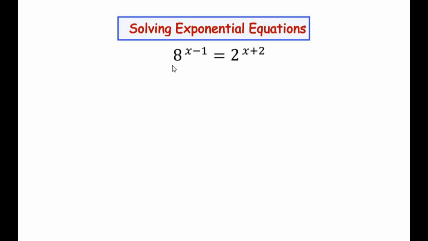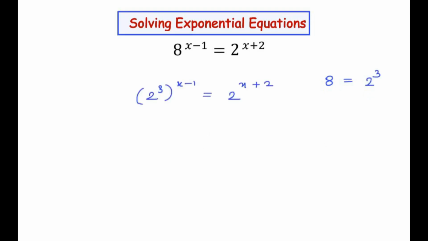Now here we have to first try to get the bases in terms of a common base. So 8 we know can be written as 2 to the power of 3. So here we are going to write, in place of 8, 2 to the power of 3. So we get 2 to the power of 3 raised to the power of x minus 1 is equal to 2 to the power of x plus 2.